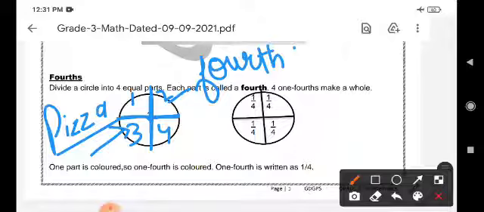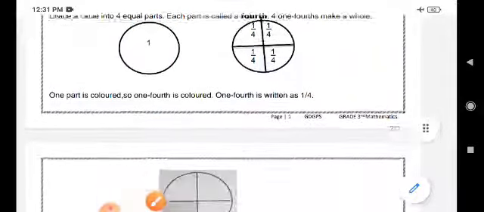Okay, and this part is represented by, this is the first part out of the 4 parts, 1/4. Now, if we color one part, okay, if we have this shape and only one part is colored, we represent it by 1/4. 1/4 part of the circle is colored.